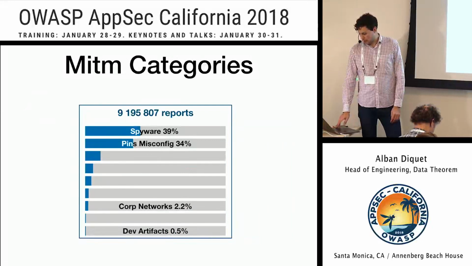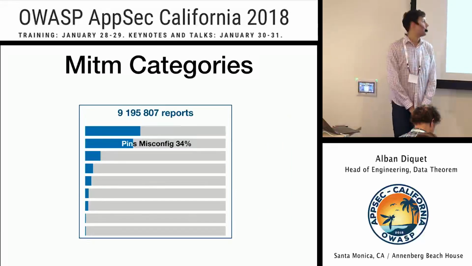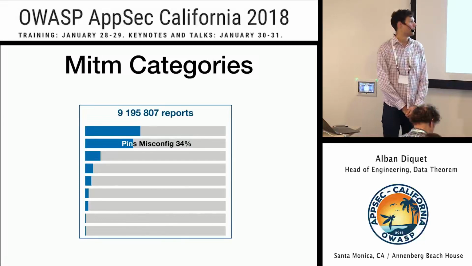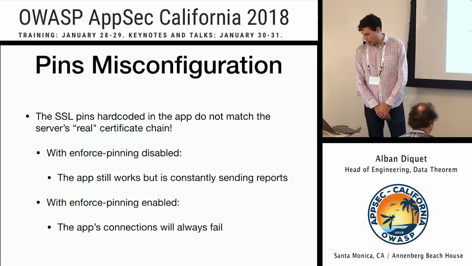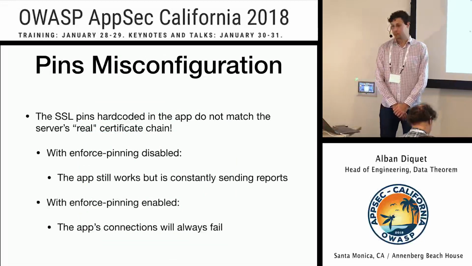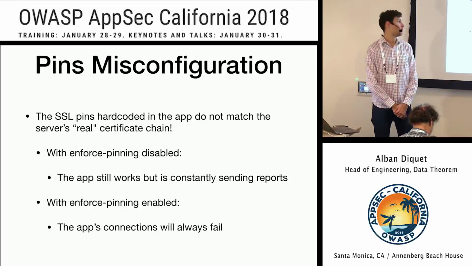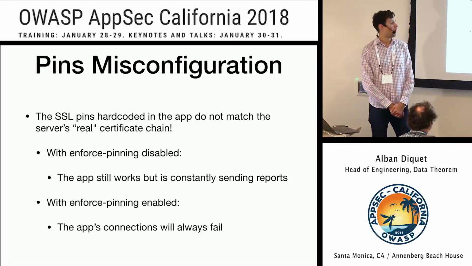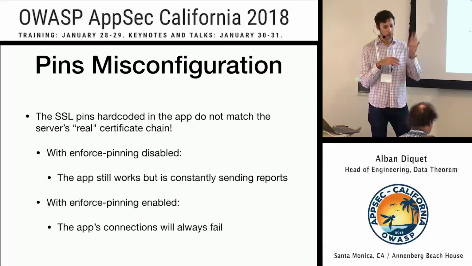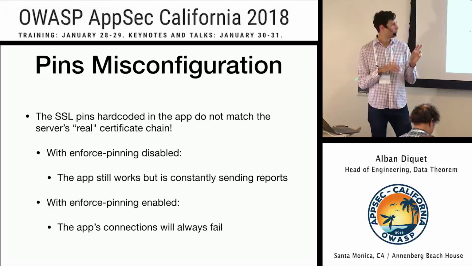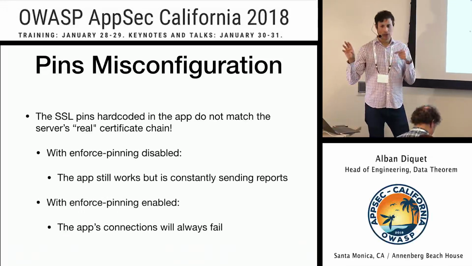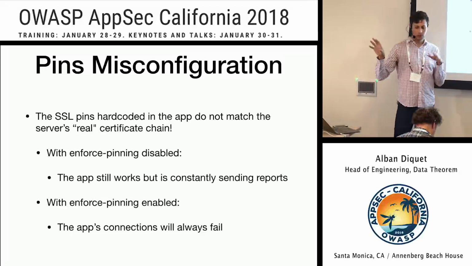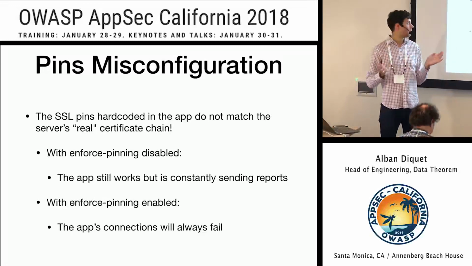And then the next one, pin misconfiguration, 34%. That one was kind of scary. Pin misconfiguration means that you misconfigured TrustKit in your app. You set up pinning, but the pin, that hash I showed at the beginning that you used, is not the one that's on the server. So the app tries to connect. The app is wrong about the server's key, so it thinks everything is failing.